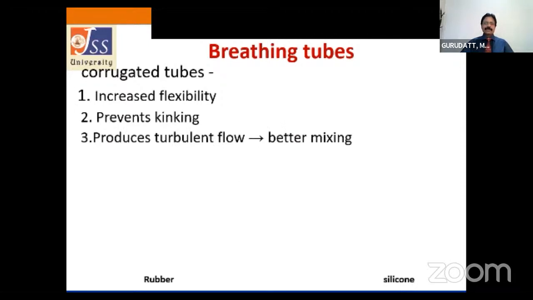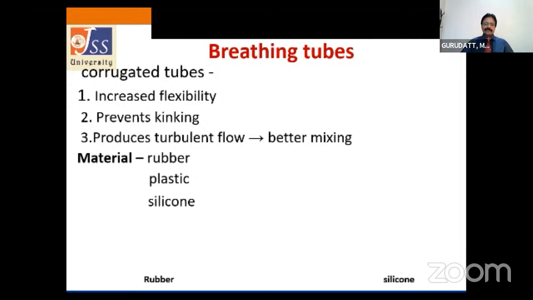And because of this turbulence, there will be better mixing of gases, because we are giving multiple gases like oxygen, nitrous oxide or air, and also the inhalation anesthetic agents. So all these gases have to be properly mixed before being delivered to the patient. And these breathing tubes are made with different kinds of materials. In our time, the majority of the breathing tubes were made of black rubber. And of course, later on, what we have presently are plastic and silicone breathing tubes also.